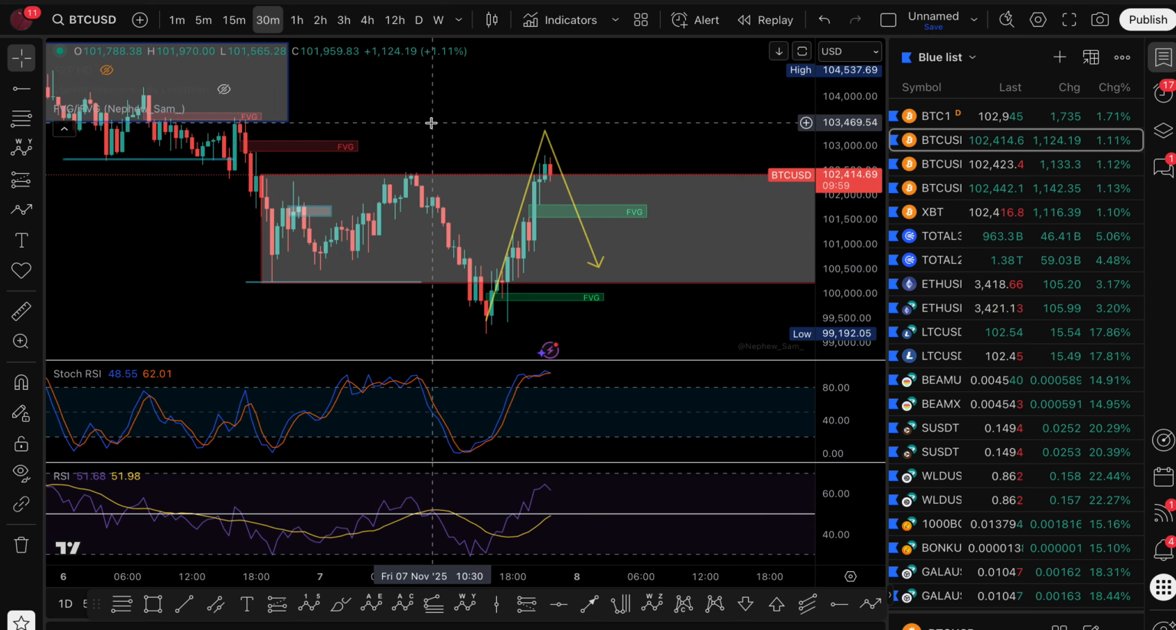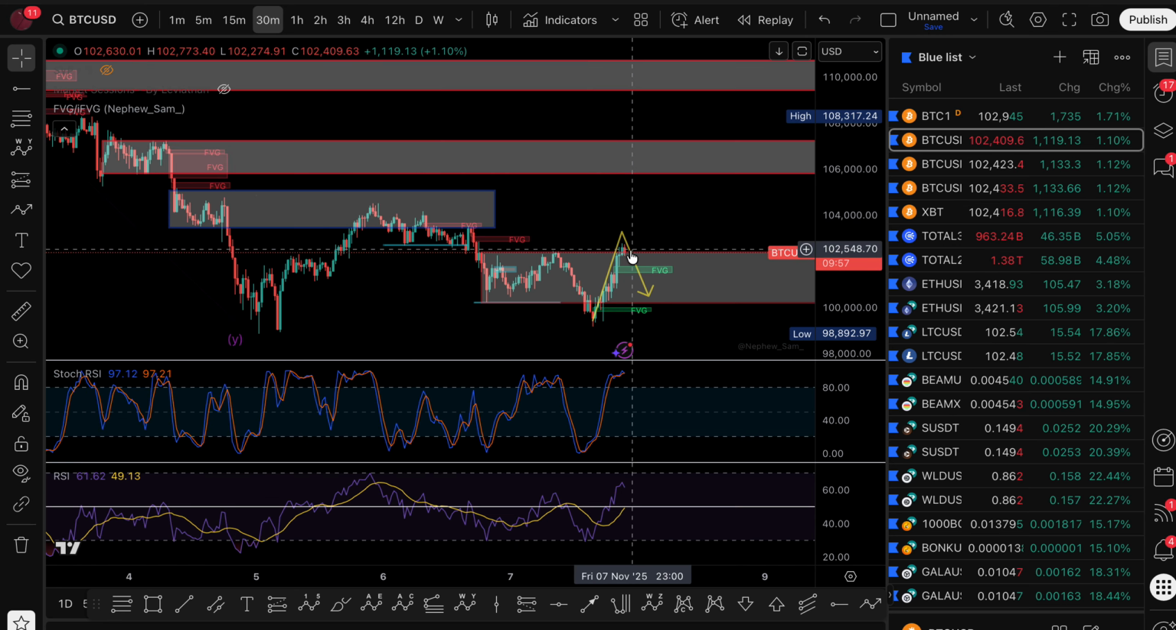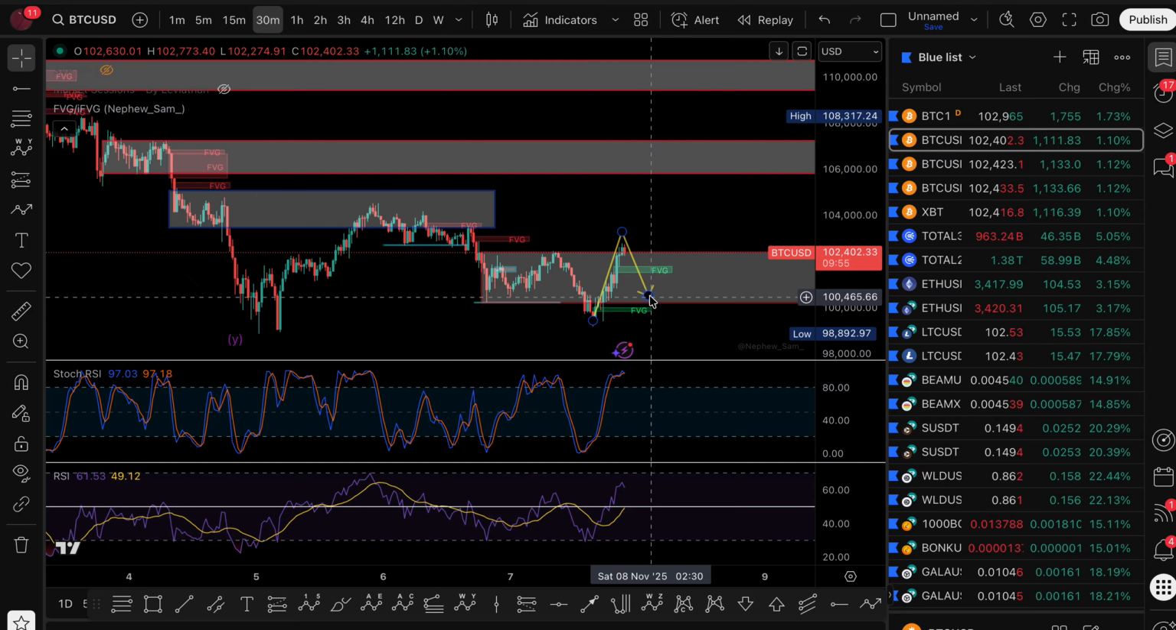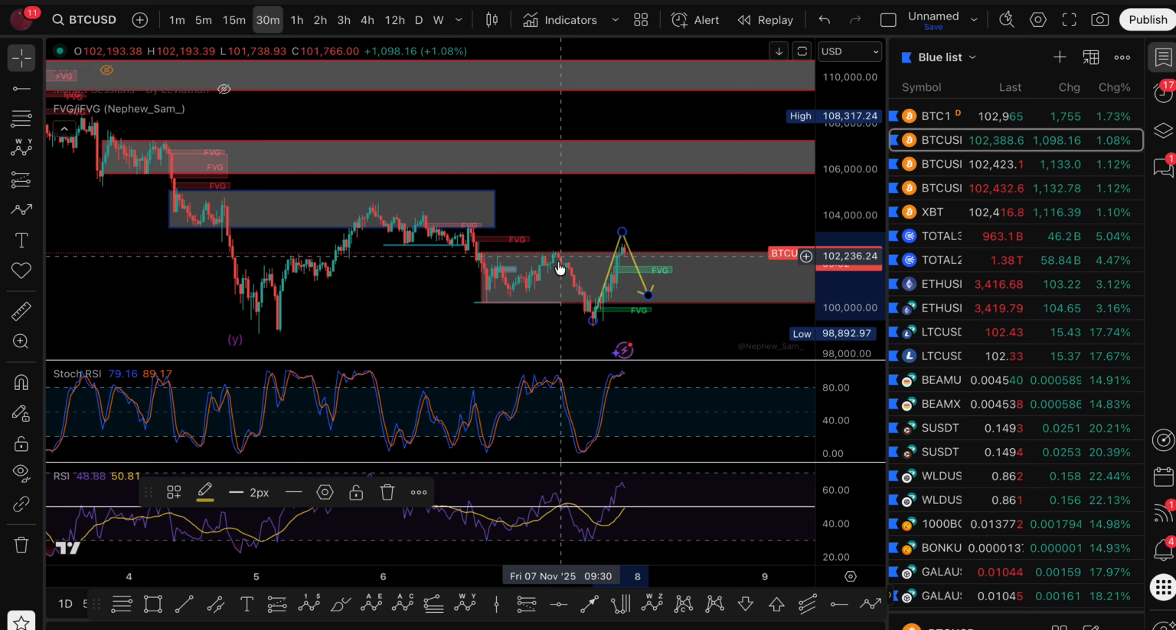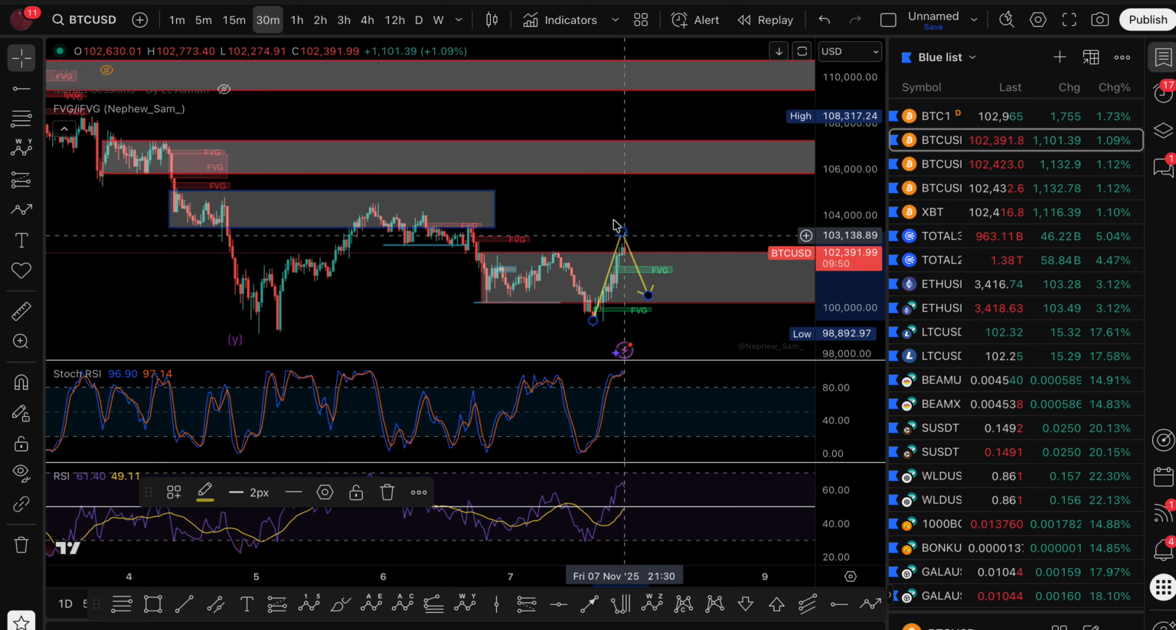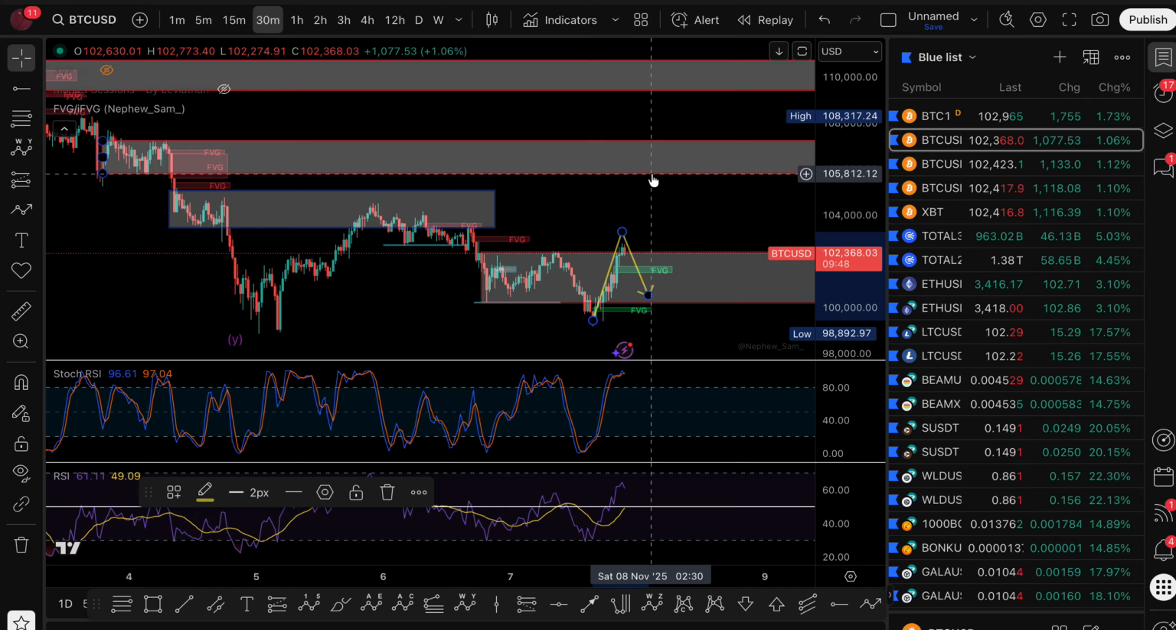So let's see, BTC. All right. So I hope you remember BTC closed above that retracement, and then tomorrow we'll be looking for buy opportunities to target 105.